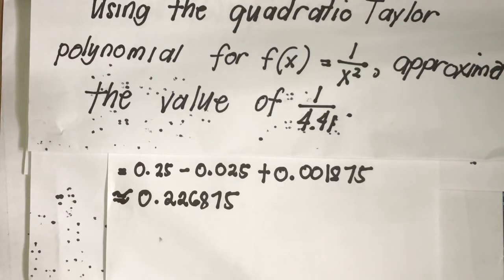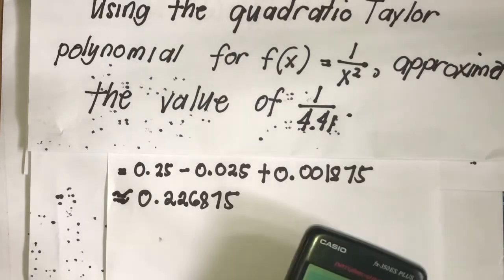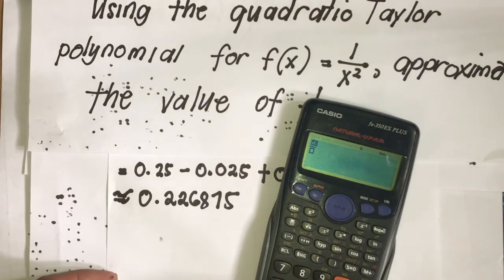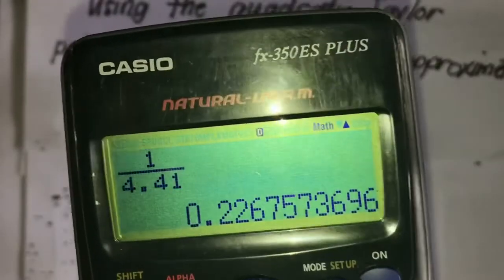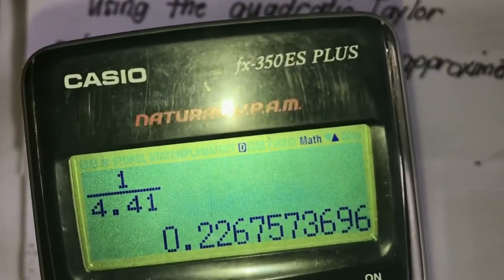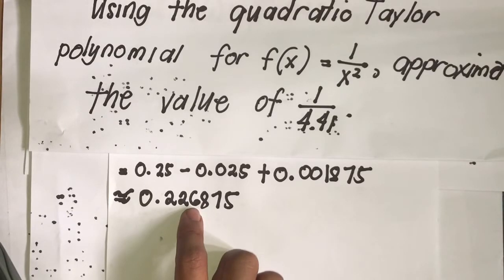So just to check if we arrived at the correct answer, let me get my calculator here and plug in the value. That's going to be 1 over 4.41, and the answer would be 0.2267573696, which is similar to the one that we have just approximated up until the third decimal point.